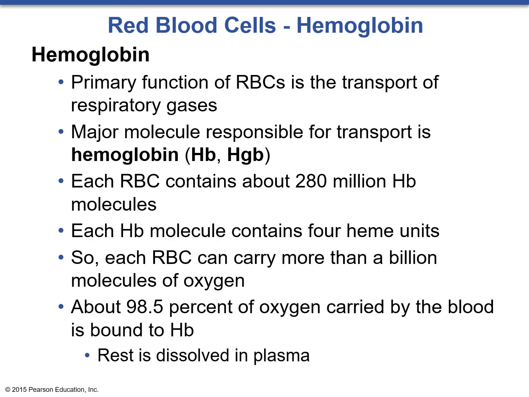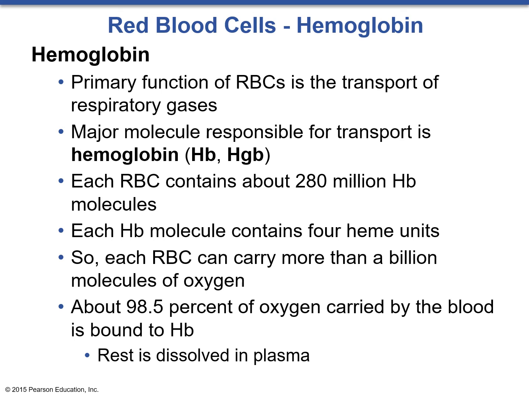Hemoglobin, remember, is going to be the main composition of red blood cells. The primary function of red blood cells is the transport of respiratory gases, and the molecule responsible for it is hemoglobin. It's abbreviated HB or sometimes HGB. Each red blood cell contains about 280 million hemoglobin molecules, and each hemoglobin molecule contains 4 heme units.